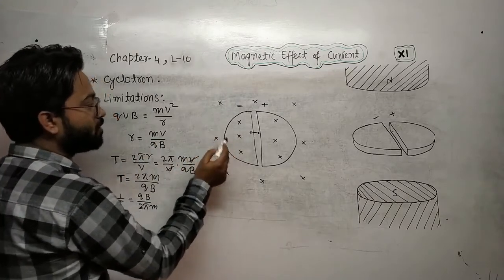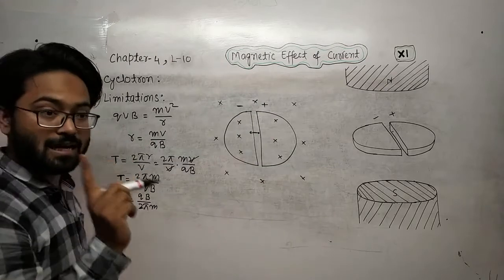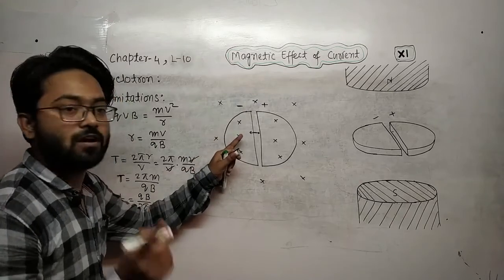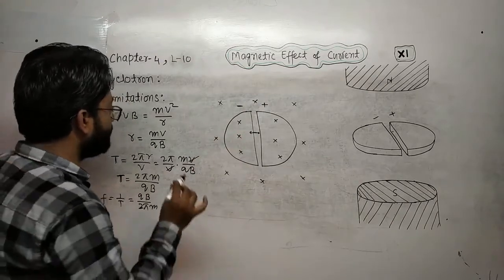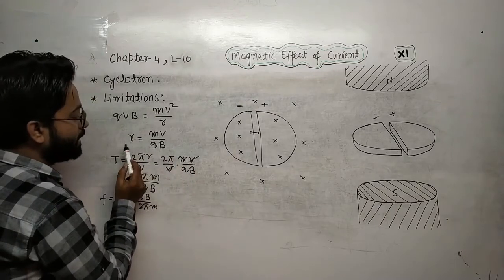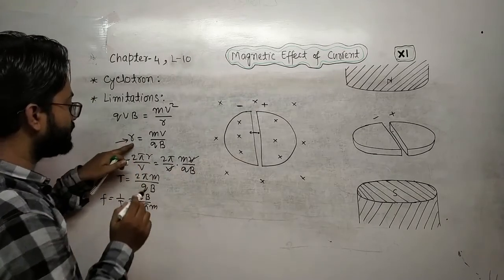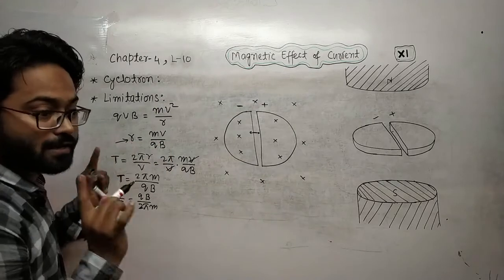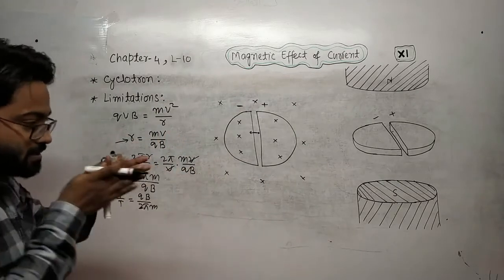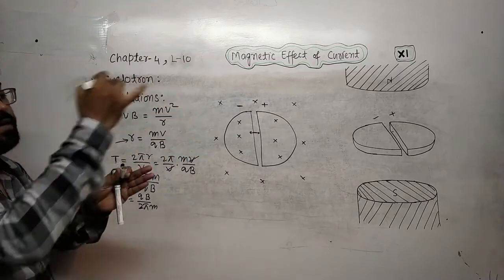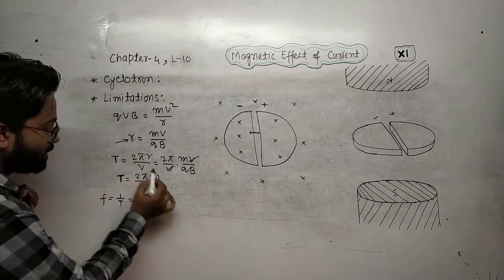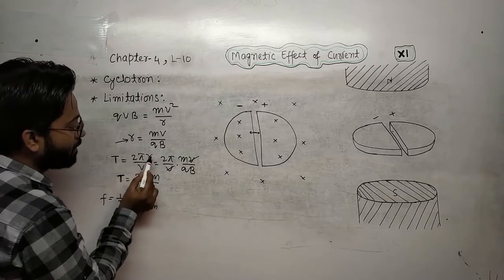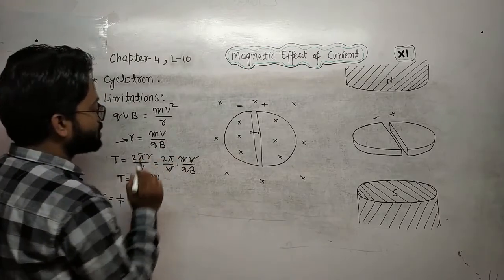But the velocity will increase because there is an electric force acting. That's why the velocity will continue to increase. Velocity is increasing, which means the radius will increase. The charged particle will move in a spiral, not in a helix, in the same plane but with increasing radius. The radius will increase, but the time period will not be affected. The radius will continuously increase because the velocity is increasing.